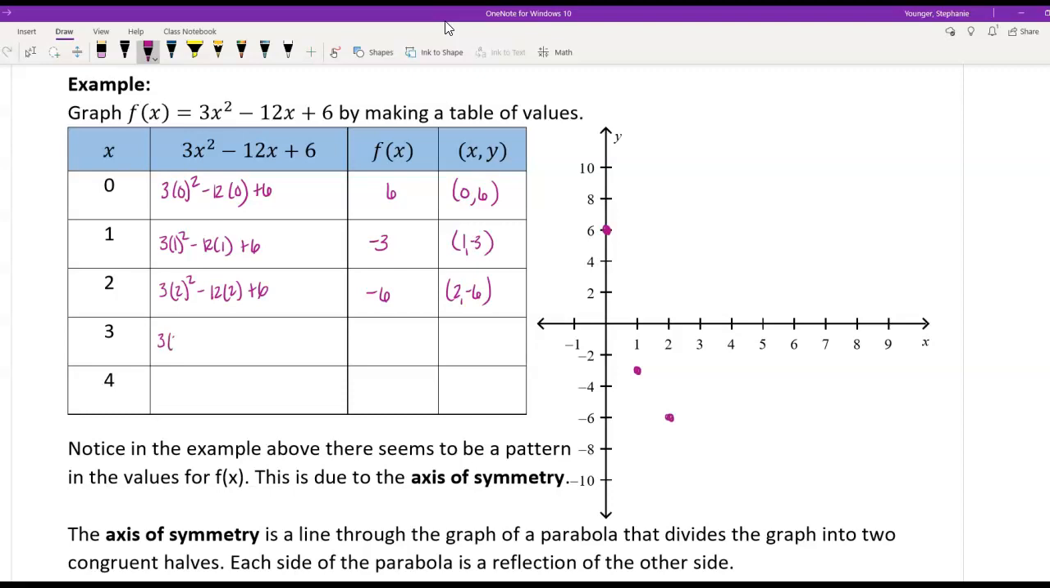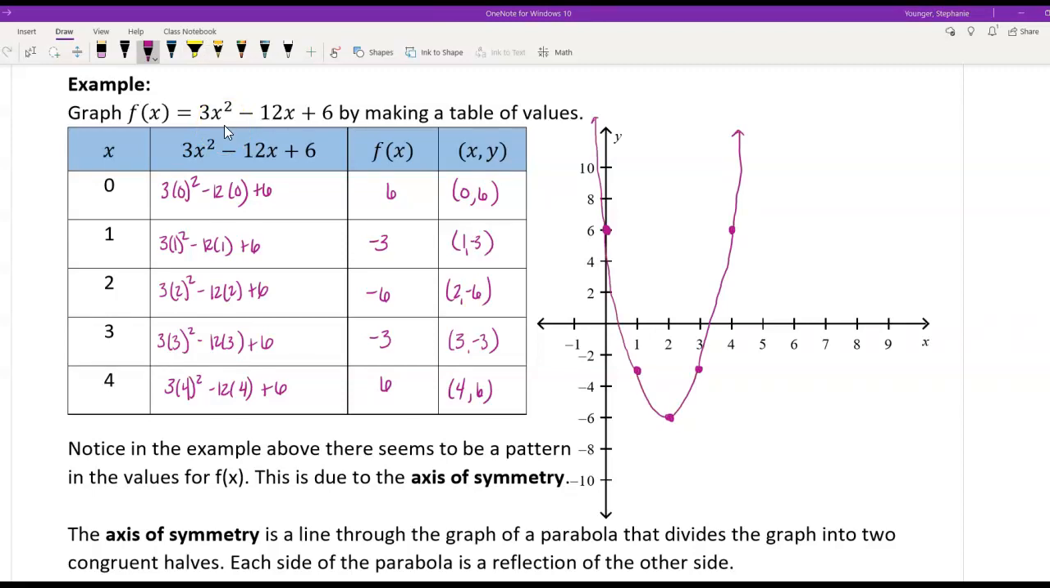Then we go on to 3 times 3 squared minus 12 times 3 plus 6. This is all calculator work right now. We get negative 3, so we have 3, negative 3. And then we have 4: 3 times 4 squared minus 12 times 4 plus 6 gets us 6, so now we have 4, 6. I've plotted all of my points, and it does start to outline that U shape. Let's draw that U shape. We have that nice U shape.